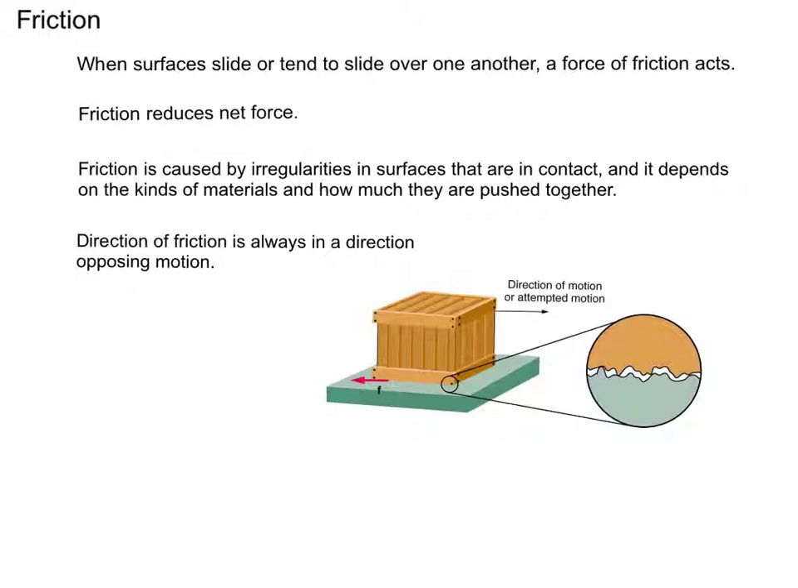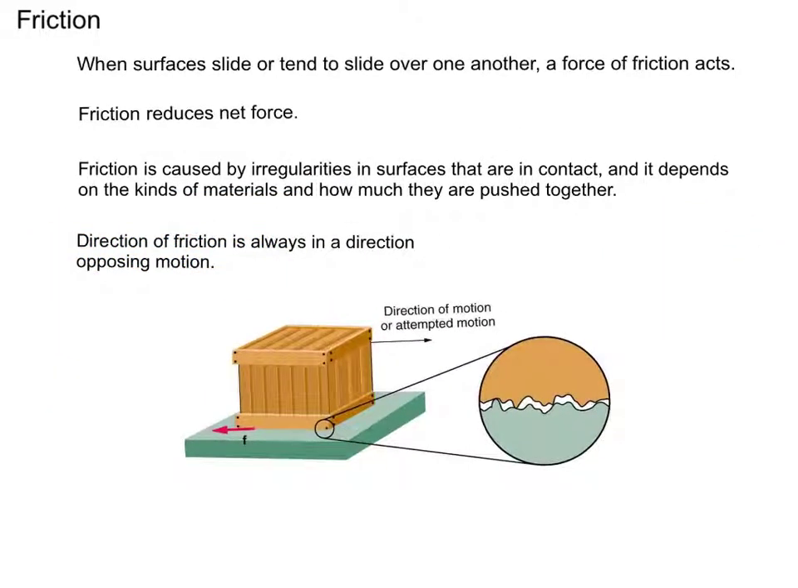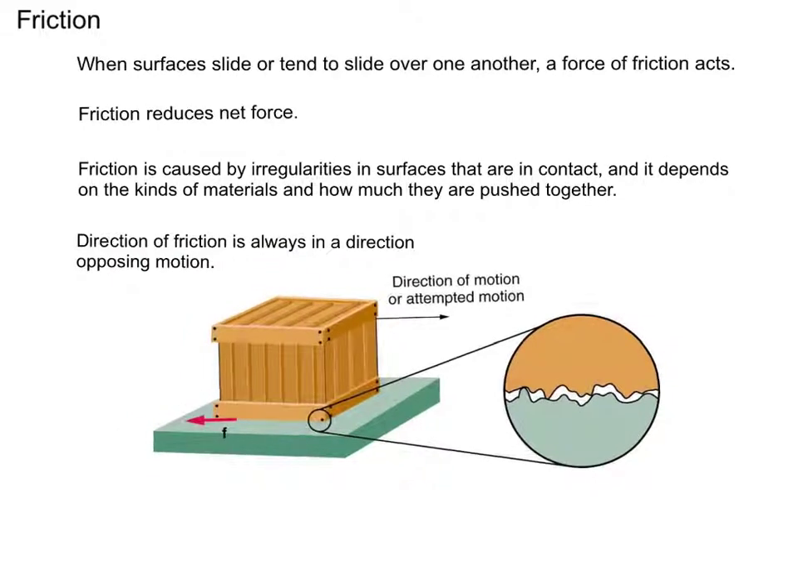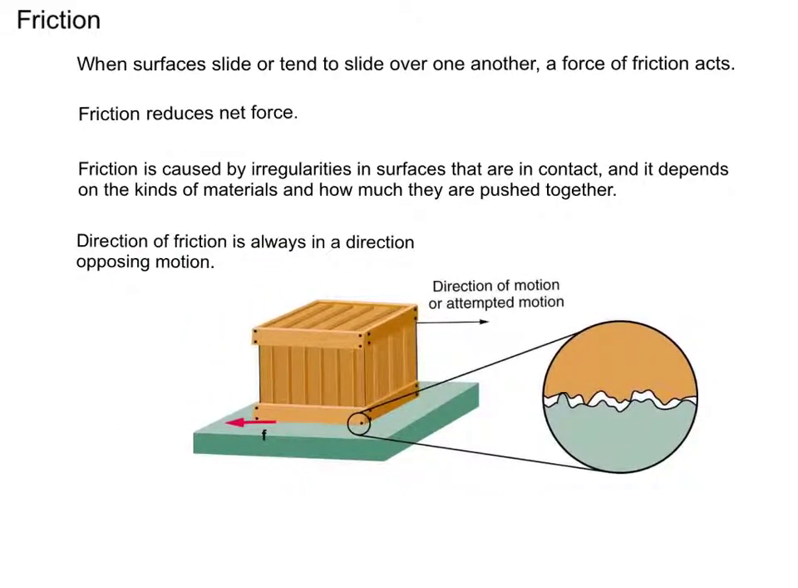See, even surfaces that appear to be really smooth have microscopic irregularities that obstruct motion. The atoms cling together at many different points of contact, like here. So when one object slides against another, it has to either rise over the little irregular bumps or scrape atoms off of each other. Also, it's important to realize that the direction of friction force is always in a direction that opposes the direction of motion.